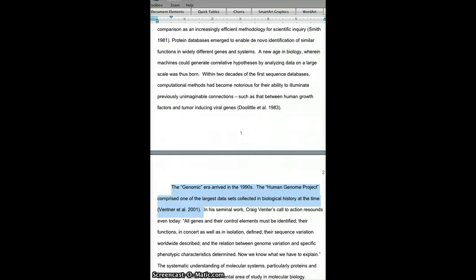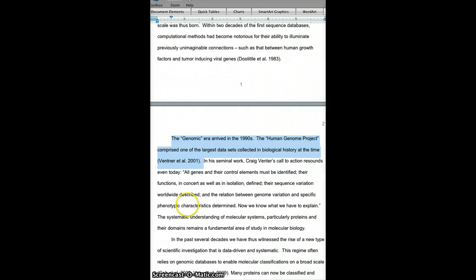Anybody who's ever taken the LSAT will agree with me on this. The genomic era arrived in the 1990s. The Human Genome Project comprised one of the largest datasets collected in biological history at the time.